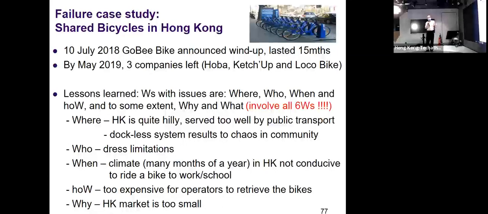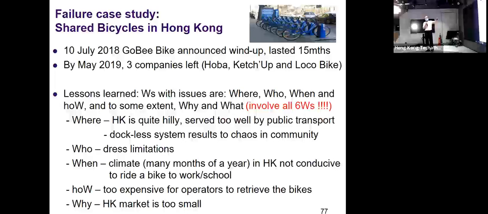So, the failure case: OBike started the company and in 15 months they declared bankruptcy and closed. Only 15 months. The two VCs invested $9 million. That's a lot of money for 15 months. But it's good, fail fast and fail cheap. Not that cheap, but fail fast.